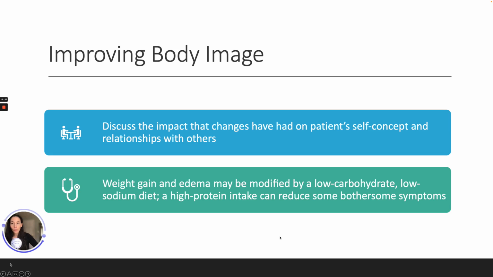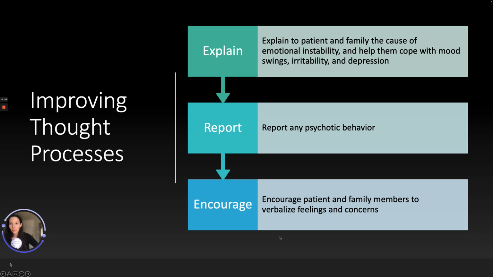We can look at weight gain and edema, which may be modified by a low-carb, low-sodium, high-protein intake, which can reduce some of their symptoms. We want to improve thought process, so explain to the patient and the family the cause of emotional instability and help them cope with mood swings, irritability, and depression. We want to report any psychotic behaviors. We want to encourage the patient and family to verbalize feelings and concerns.